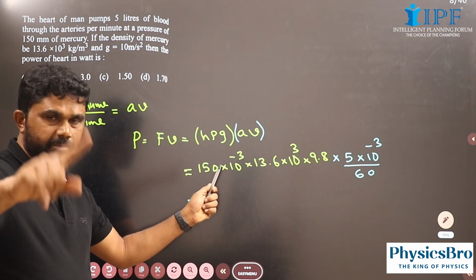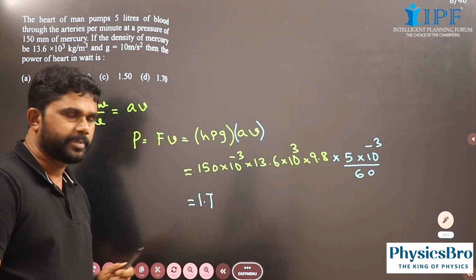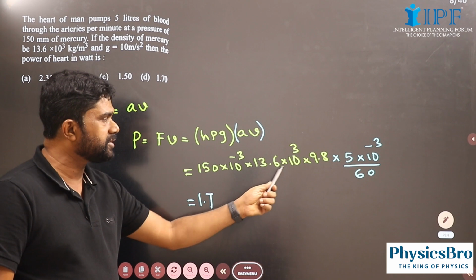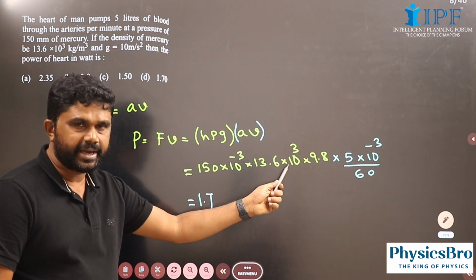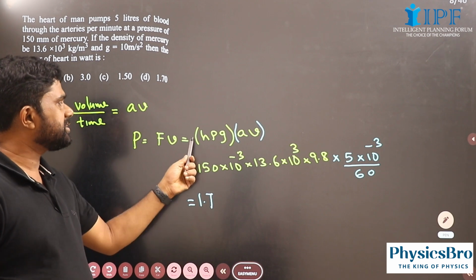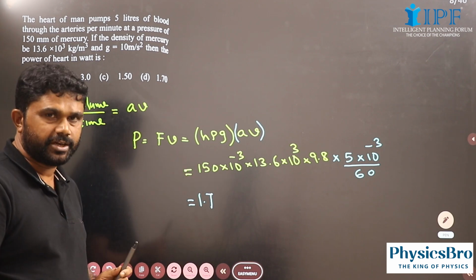To convert millimeter into meter, you have to multiply 150 by 10 raised to minus 3. Density of mercury is 13.6 into 10 raised to 3. h rho, then g is 9.8. Then see h rho g, I have substituted the values.